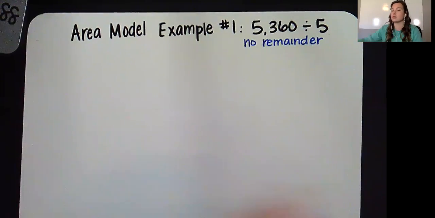Okay, so this is the area model. The problem we're going to use is 5,360 divided by 5.